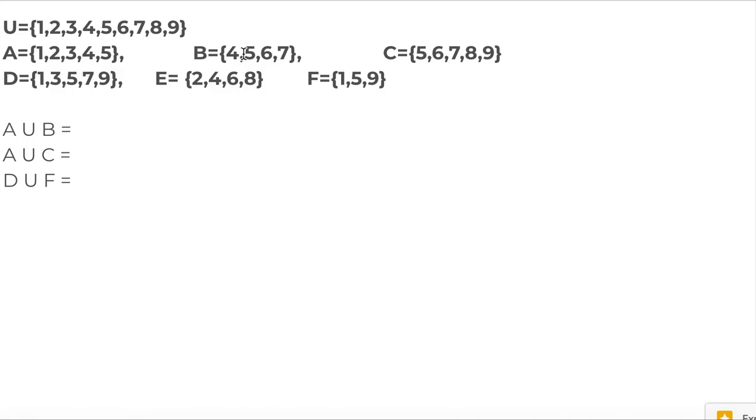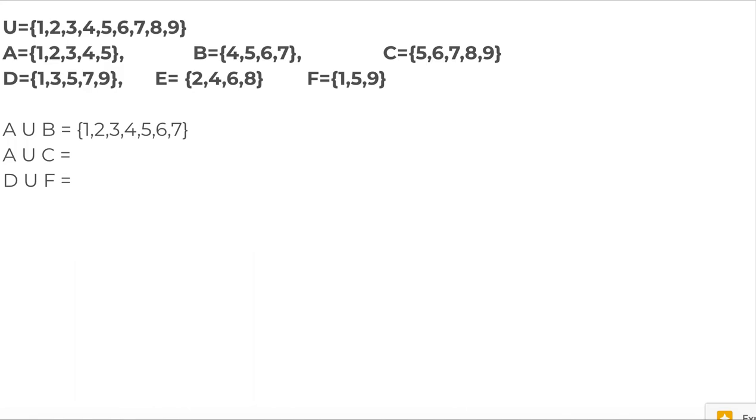First question is to find the union of A and B. The second question is to find the union of A and C. And the third question is the union of D and F. Let's start with A and B. So A has the elements 1 to 5 and B has 4, 5, 6, 7. So the union would be 1, 2, 3, 4, 5, and then here you have two elements missing, that's 6 and 7.